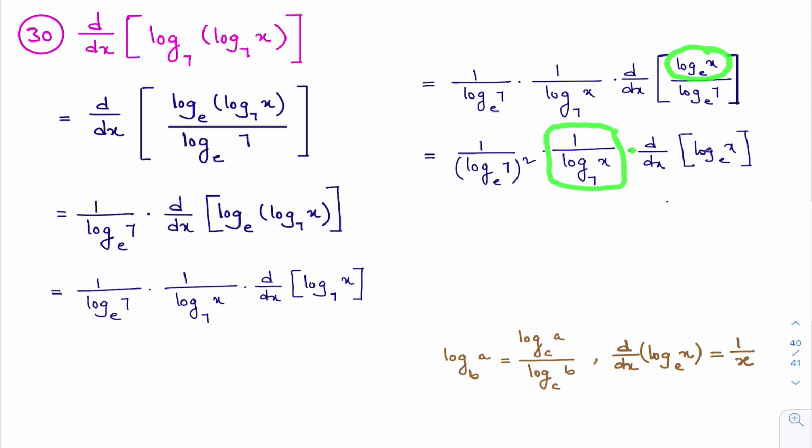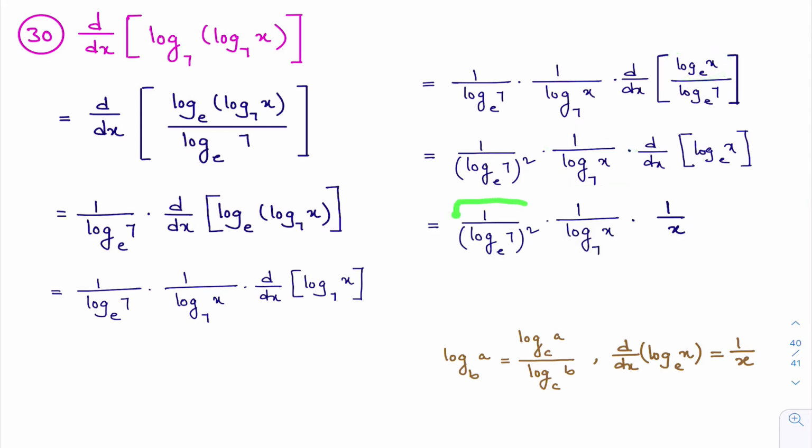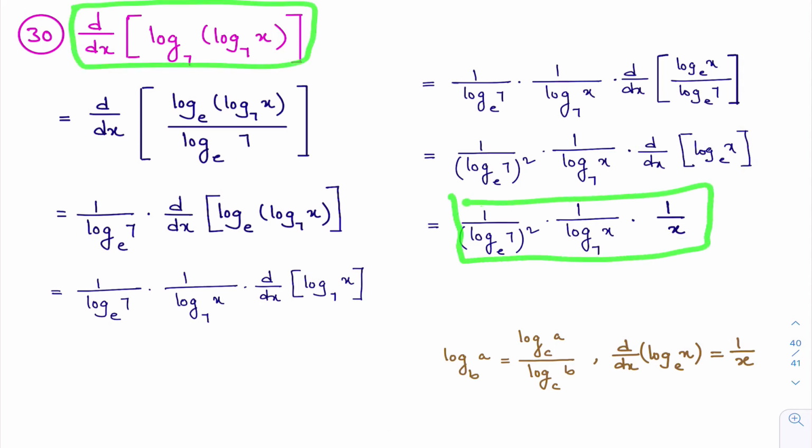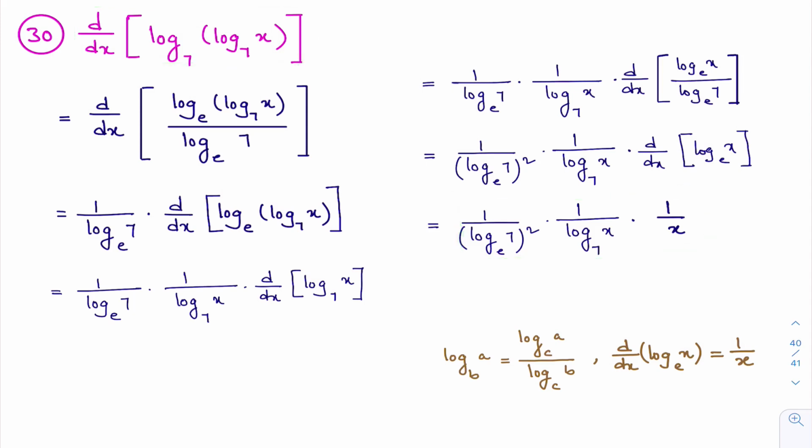So further, if I simplify this, 1 divided by log 7 base e whole square into 1 divided by log x base 7 into derivative of log x base e. This is the direct formula we have. Derivative of log x base e is what? 1 by x. So finally, derivative of this expression is this one we got. I hope you understand this chain rule differentiation.